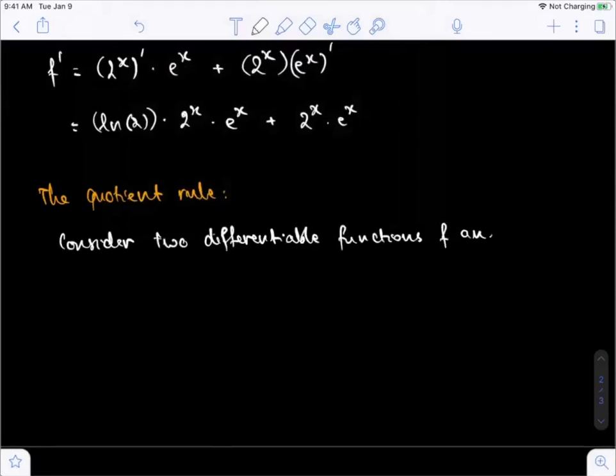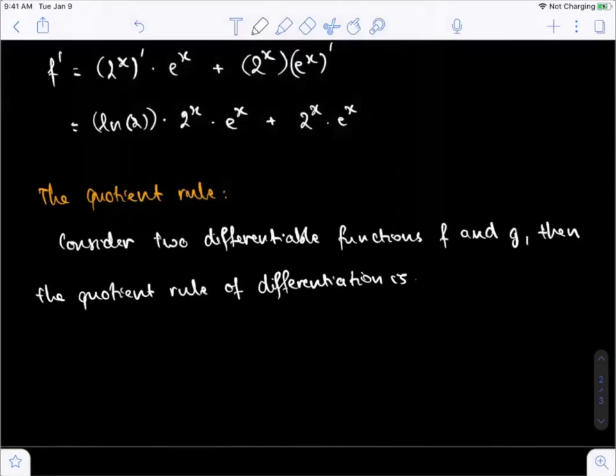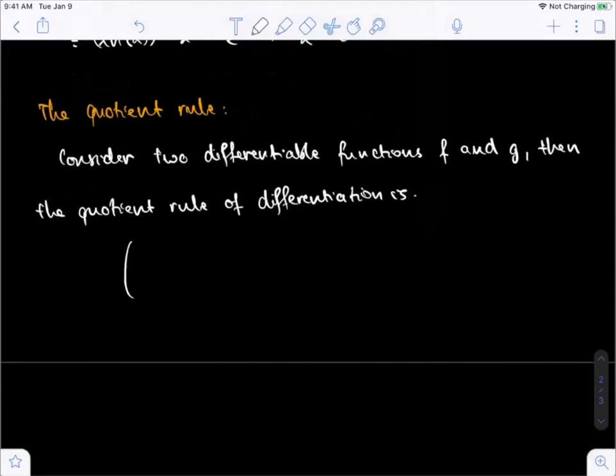F and g. Then the quotient rule of differentiation is: u divided by v, prime, equal to u prime times v minus u times v prime, altogether divided by v squared.